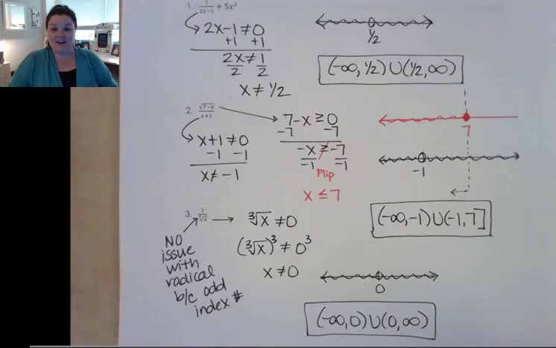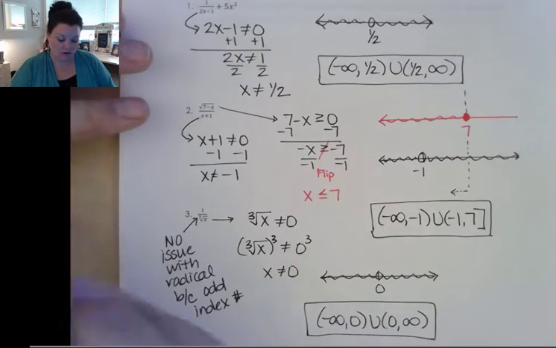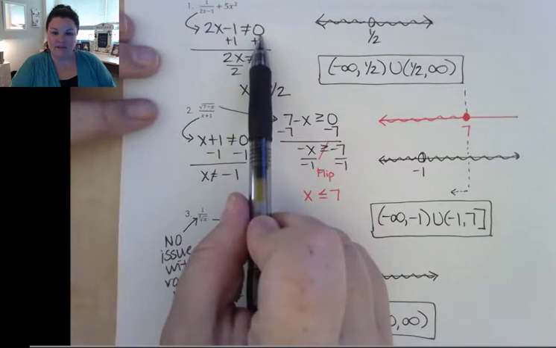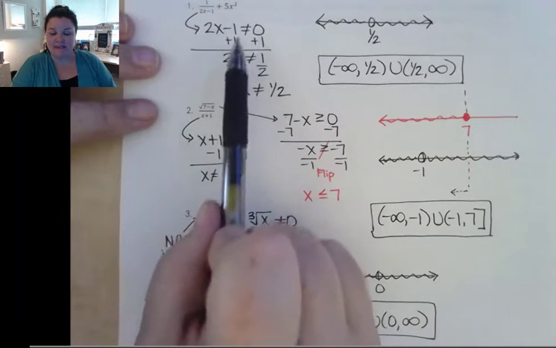All right, so let's see how you did. On number 1, the only issue we have is that we have a denominator. We know that denominators cannot be 0, so we set our denominator so that it's not equal to 0, right, and solve.